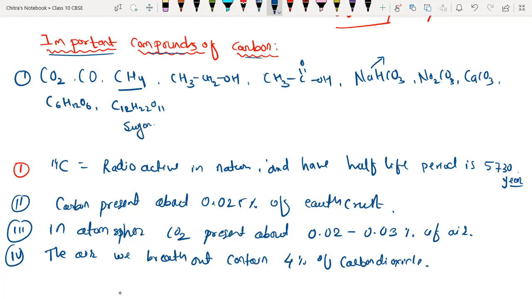Okay, everyone? Yes, sir. So these are some important compounds that we use in our day-to-day life. Just take a screenshot of that also. Done.